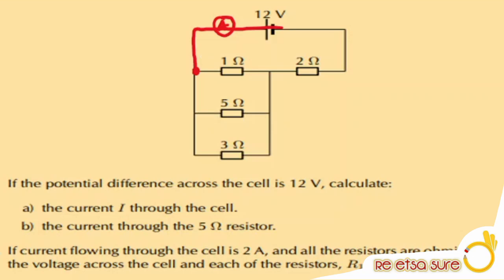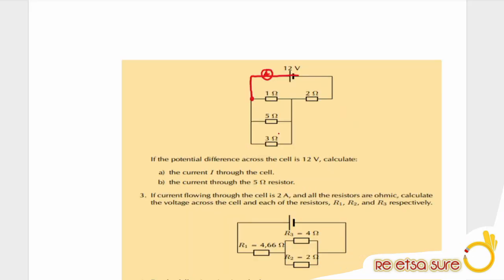So the question says calculate the current I through what? Through the cell, meaning they are saying that we must calculate the total current. So in order for us to calculate the total current, we must have the total voltage. We must also have the total resistance. So now let's check how many resistors are here. We have about 4 resistors, but the 3 resistors are connected in what? In parallel. So let me start first by determining what? The total resistance of the resistors that are in parallel.